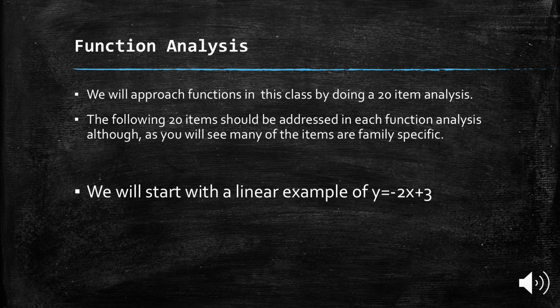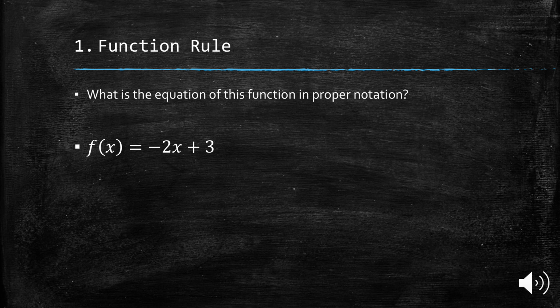And so we're going to take a look at a linear example of y equals negative 2x plus 3. That's a real simple linear example. The first thing we're going to do is write a function rule. What is the equation of this function in proper notation? So f of x equals negative 2x plus 3. All I've really done is, it's already solved for y, so I replaced the y with f of x notation.